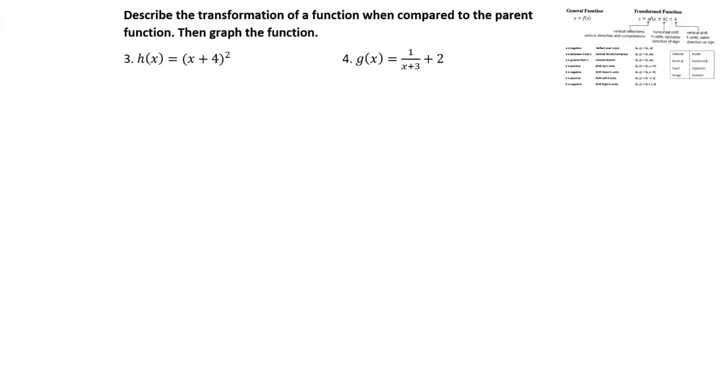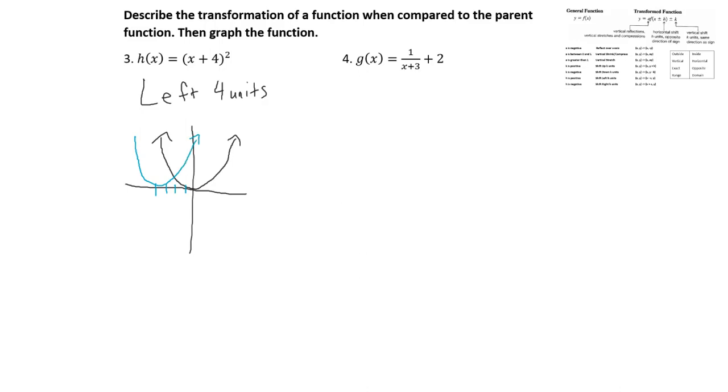Okay, so this is a quadratic, and we have a +4 on the inside. And so remember, on the inside, it does the opposite of what you think. So you would think it would be going right 4, but this is actually going to be going left 4 units. So a quick sketch of the parent function looks like this. And when we apply the transformation of moving left 4, 1, 2, 3, 4, we now have it looking like that as a rough sketch.